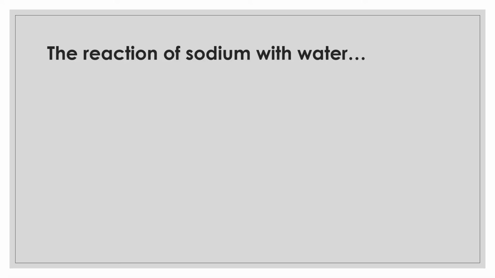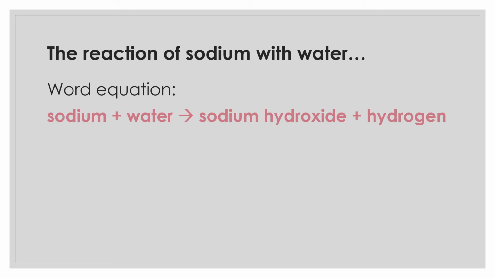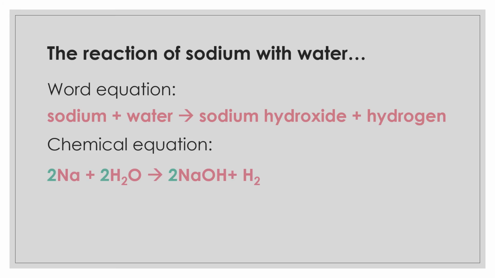You were first of all asked for the reaction of sodium with water, so you had to write down the word equation first. So the word equation was simply sodium plus water produces sodium hydroxide plus hydrogen. You were then asked for the chemical equation, which is 2Na, be careful of your capitals, plus 2H2O, making sure that 2 inside the molecule is in subscript, arrow 2NaOH plus H2. And finally, you were asked for the half equation, which is Na arrow Na plus electron.